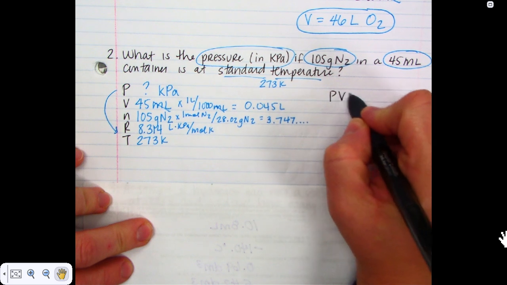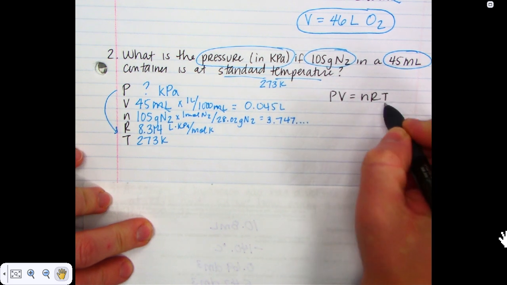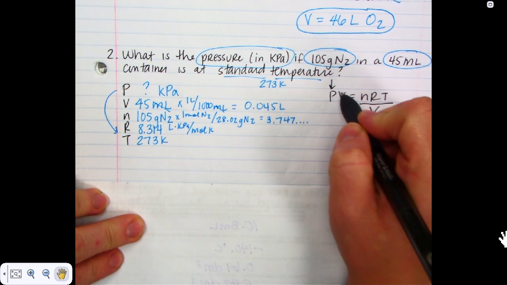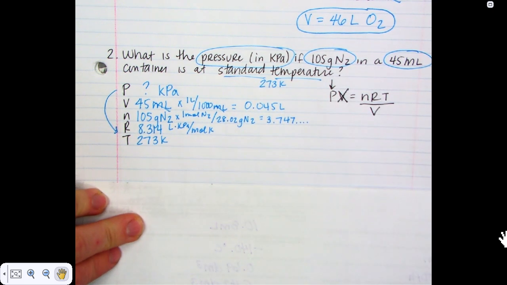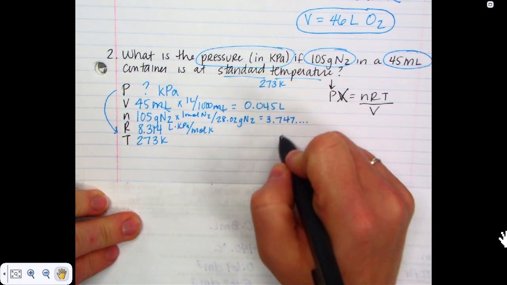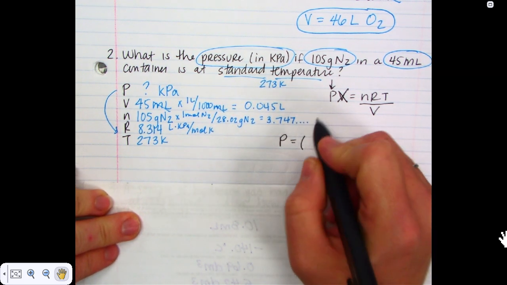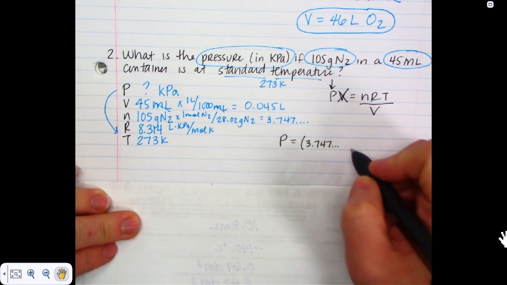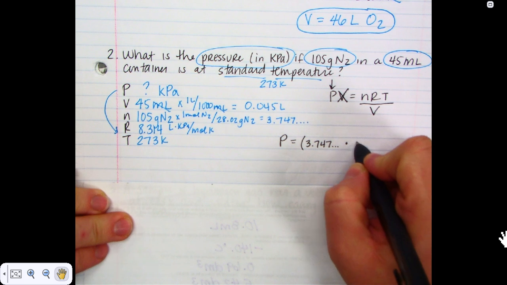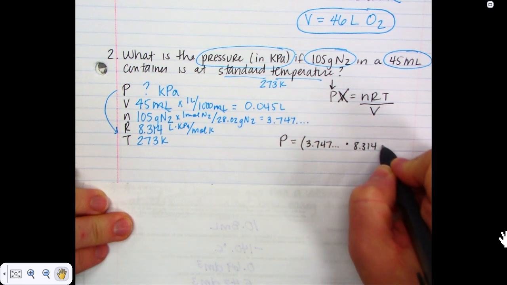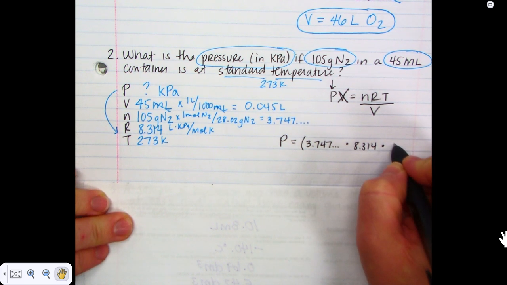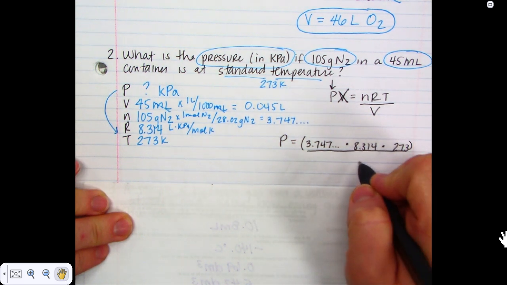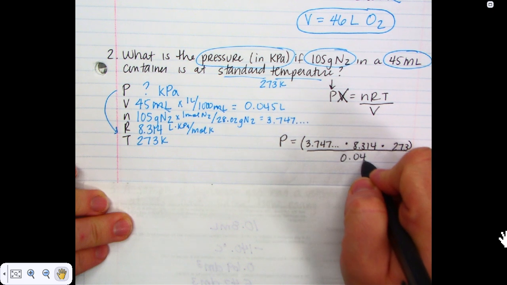So PV equals nRT. I'm solving for pressure, so that means I'm going to divide by my volume to move my volume to the other side. So P equals the n, 3.747, remember I'm using the whole number from the calculator, times 8.314 times 273 divided by my volume, 0.045.